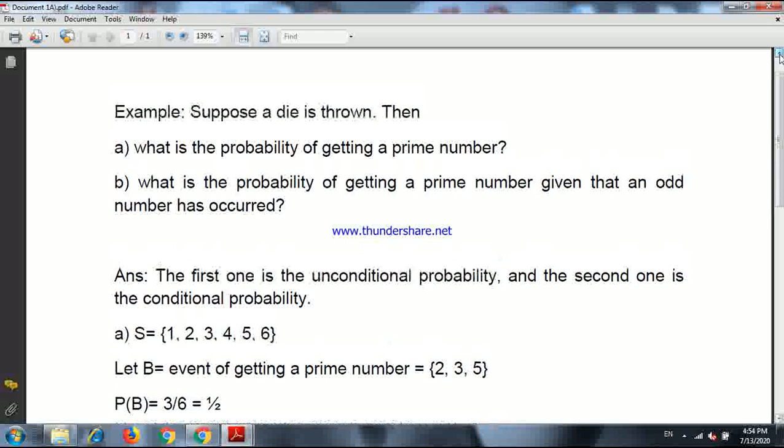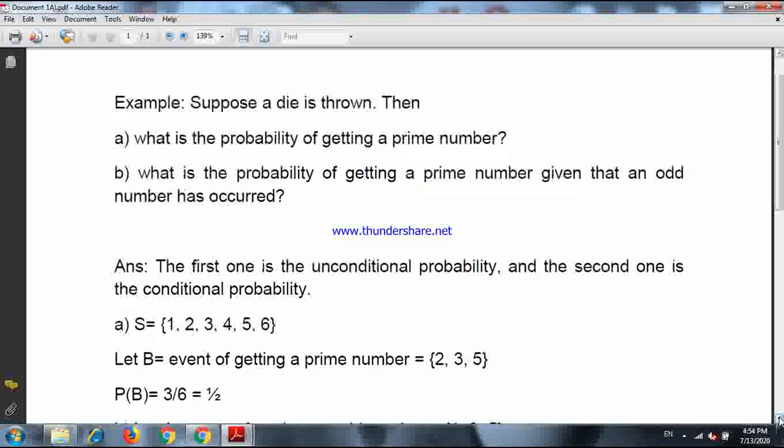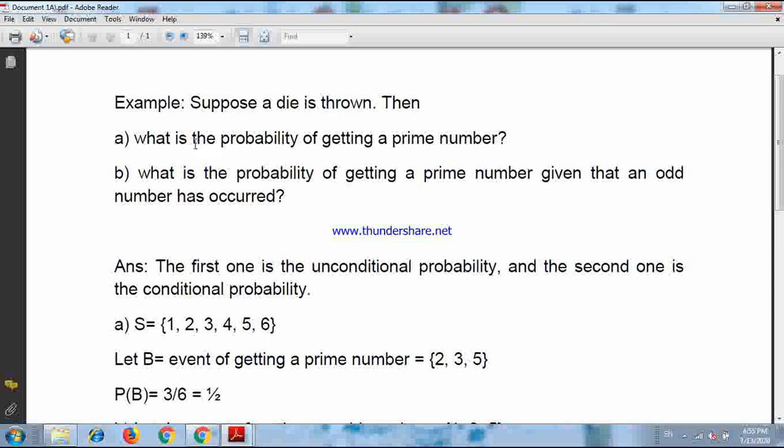Okay, so before I give you the definition of conditional probability, let us look at this problem. A dice is thrown. What is the probability of getting a prime number? And what is the probability of getting a prime number given that an odd number has occurred?